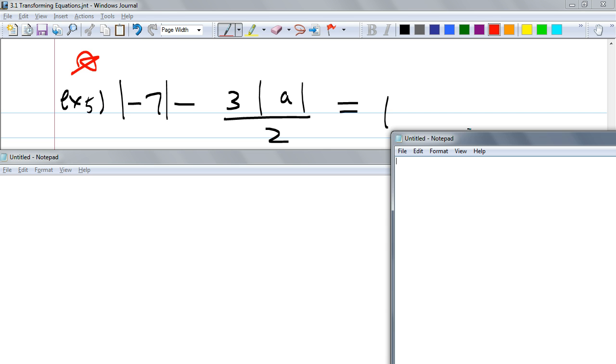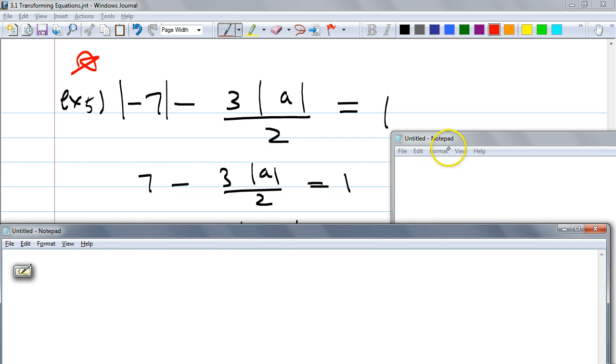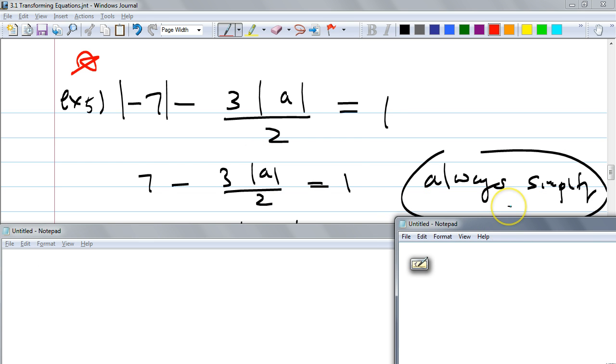So basically we're following the order of operations, are we not? How is absolute value following the order of operations? Absolute value counts as a type of grouping symbol, exactly. So what is absolute value of 7, class? You should always simplify that one. It is simply 7, so if you simplify, this just becomes 7 minus 3 times absolute value of a over 2 equals 1.